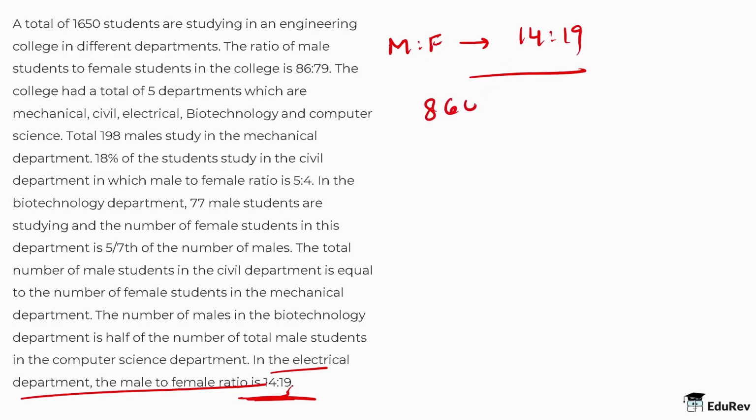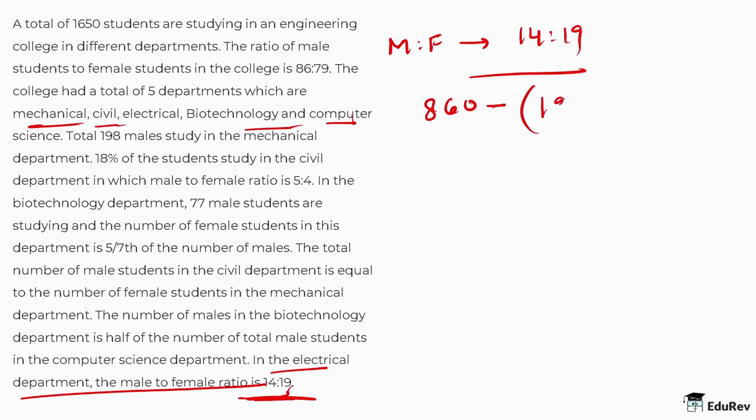860, because there are 860 males in total. And when I subtract the males of all other departments, that is mechanical, civil, biotech and computer science, so if I subtract the total number of males present in all these 4 departments from the total number of males present in your college, I'll get the number of males in your electrical department, and that is exactly what I'm going to do.